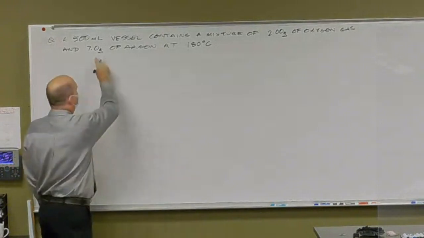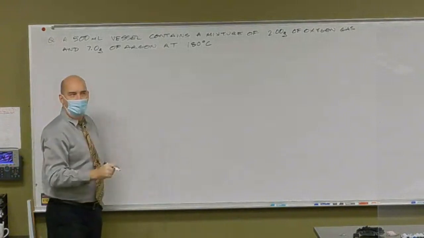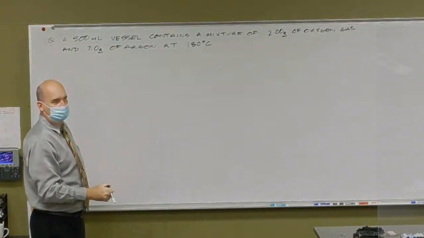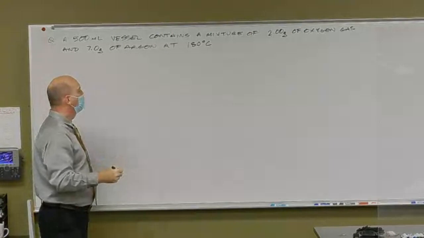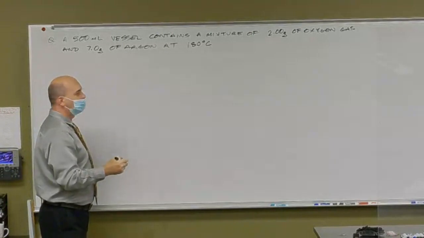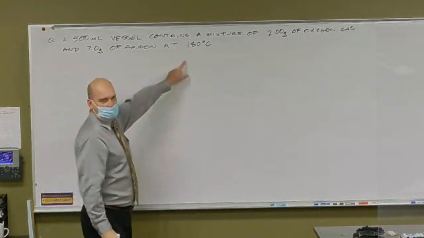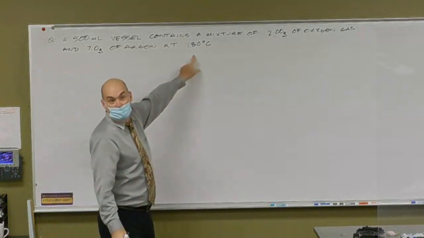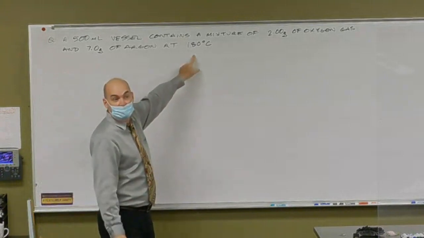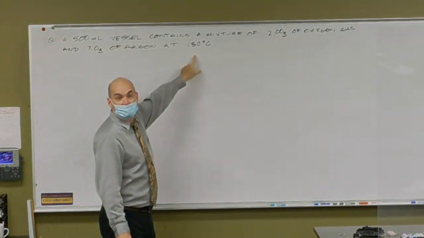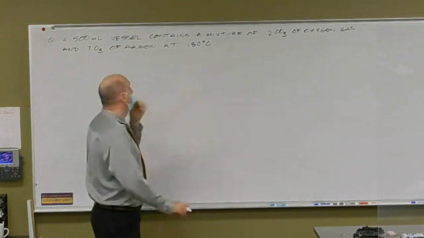And then I've got 7 grams of argon. Argon has a mass of about 40, so 39 point something. So still less than a mole. But then the kicker is we're doing it at an elevated temperature. So the pressures that I'm expecting to come out of this are definitely going to be in 2 digits, possibly higher.